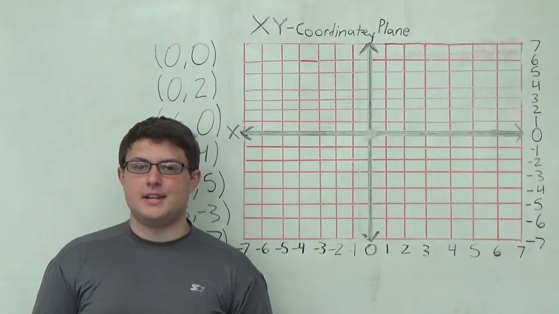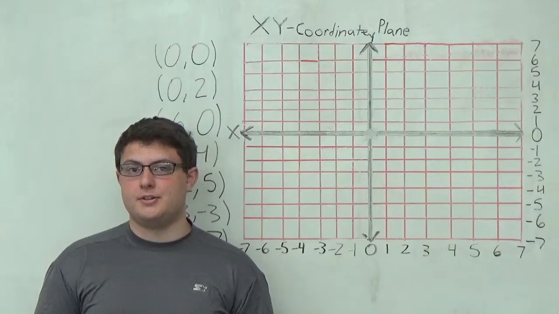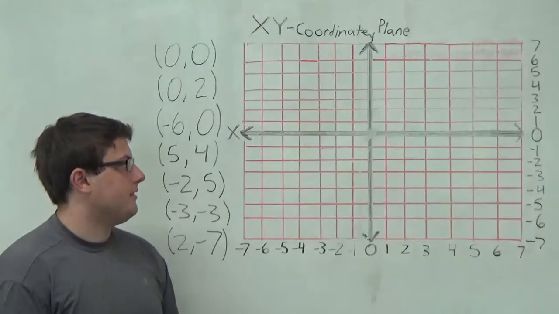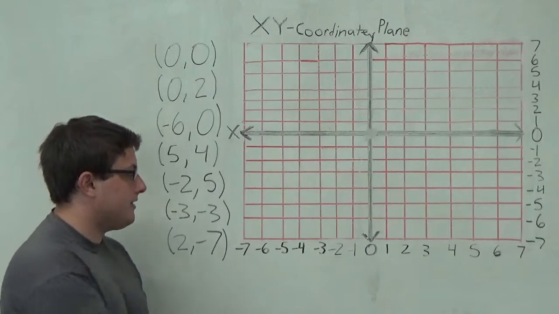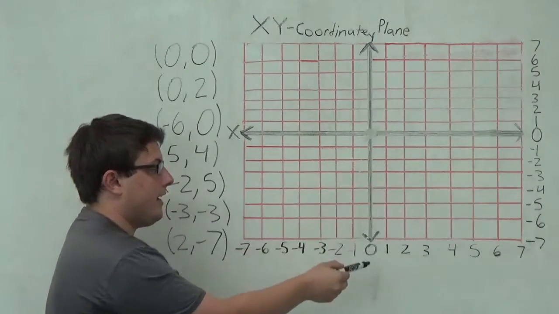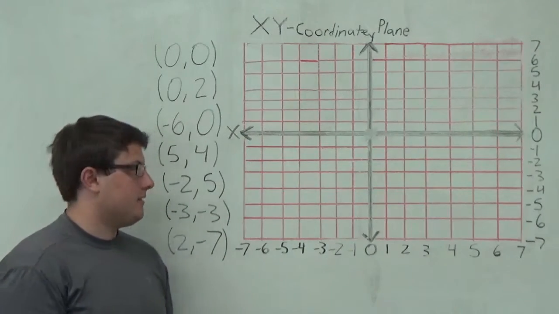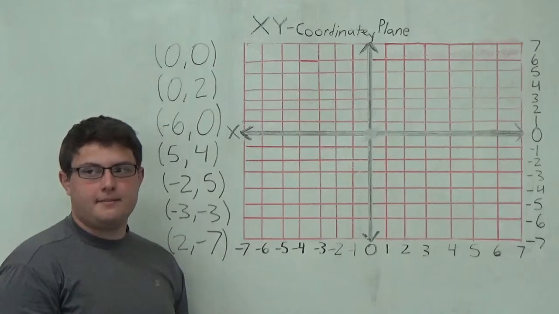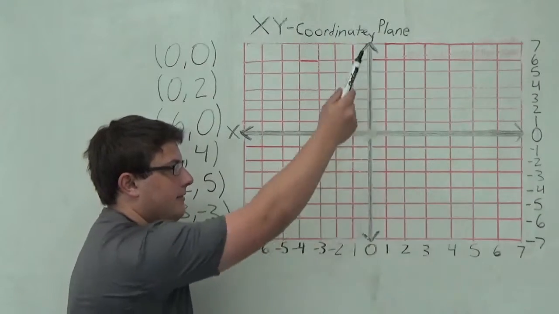Hello everyone. In today's video we're going to cover the XY coordinate plane, also known as the Cartesian coordinate plane. The XY coordinate plane has two perpendicular number lines, which we call the x-axis and the y-axis. And they work like number lines. They go from negative to positive, from left to right. They work in both directions of x and y.